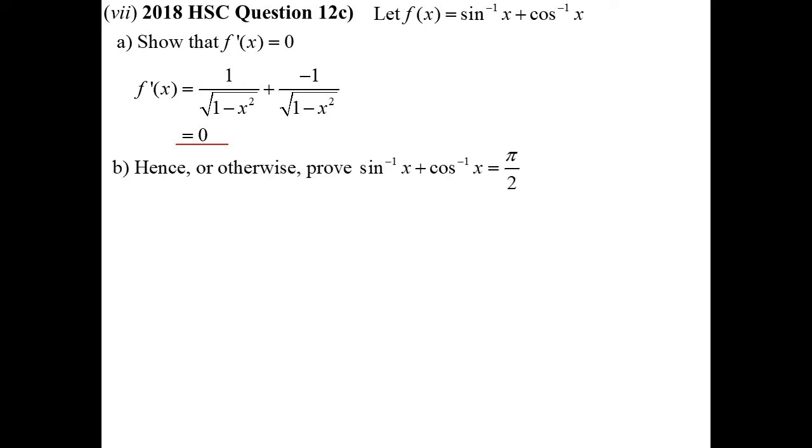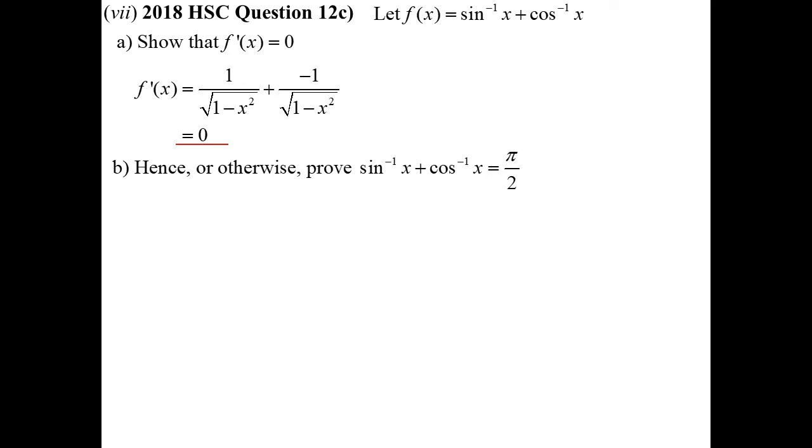Hence or otherwise. So you've got another way to do it. You feel free to do it. Prove the inverse sine of x plus the inverse cos of x is always pi on 2. You see, what they're getting at here is the derivative is 0. So if the derivative is 0, you must have just differentiated a constant. Because you differentiate a constant, you get 0. You are being asked to prove that inverse sine x plus inverse cos x is a constant.